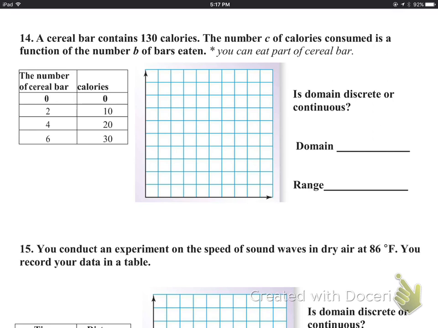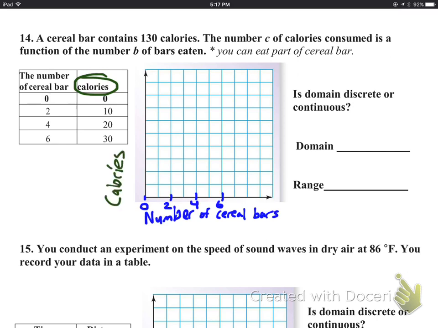So first thing you need to do is label your axes. You notice the x-axis is in the first column, so I'm going to put number of cereal bars along the bottom there. And since the numbers go from 0 to 6, I'm going to space them out, 0, 2, 4, and 6, like that. And going up the left side here, that's going to be the y-axis. So I'm going to put calories right there. And I'm going to write out 0, and 10, and 20, and 30 up the left side like that, because that's the outputs.